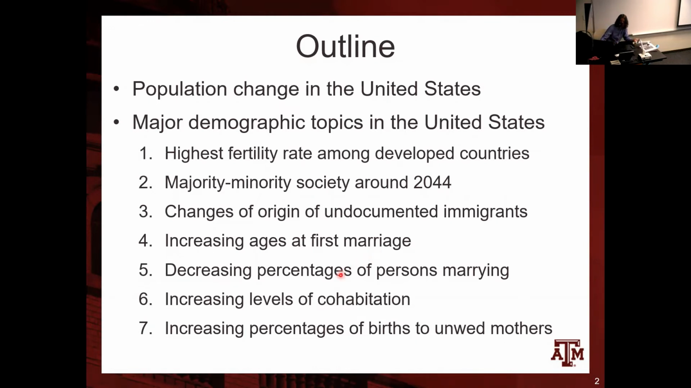And actually, there's a decrease in the percentage of people marrying, an increase in cohabitation, people living together but not formally married, and also an increasing percentage of births to women who are not married, right? So we'll talk about these seven topics based on information that we see from the textbook.